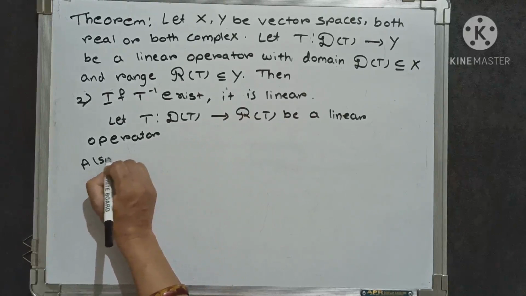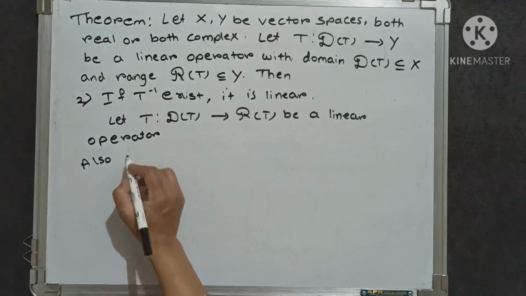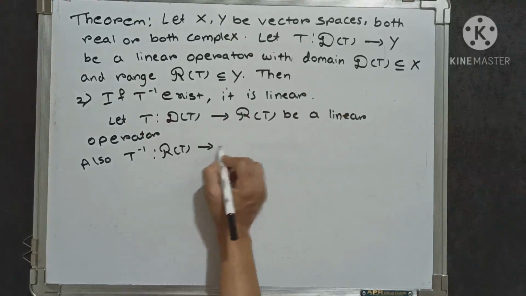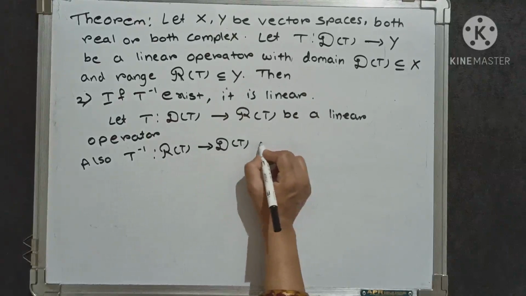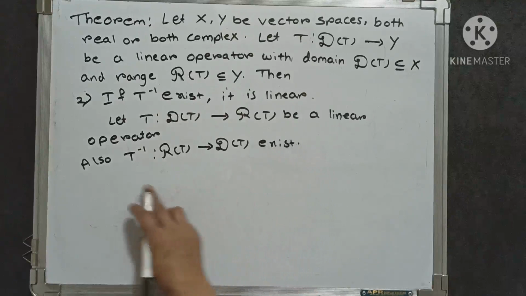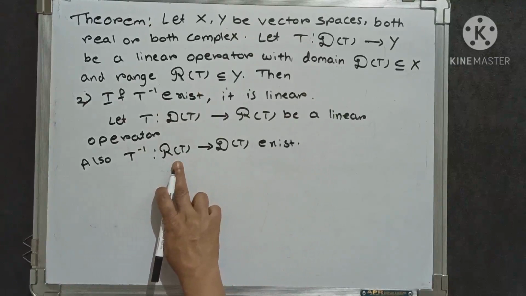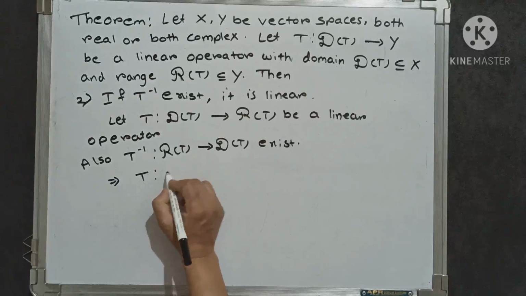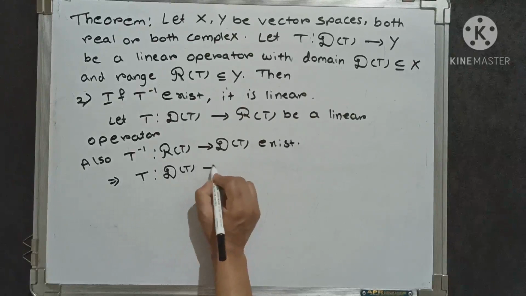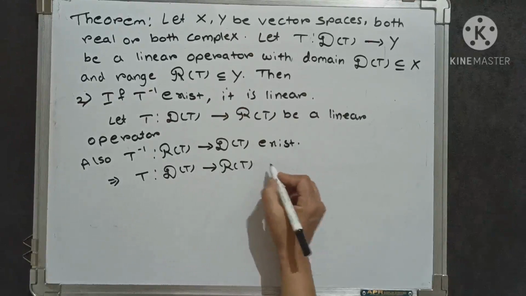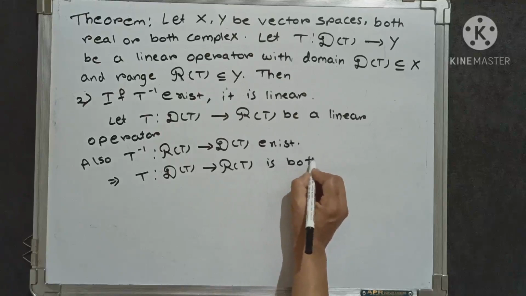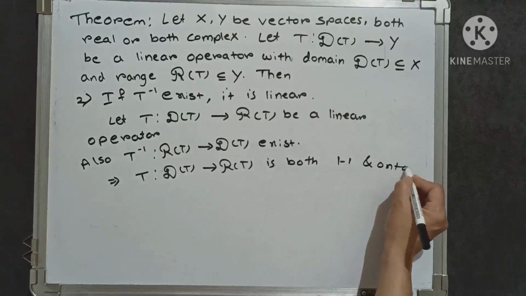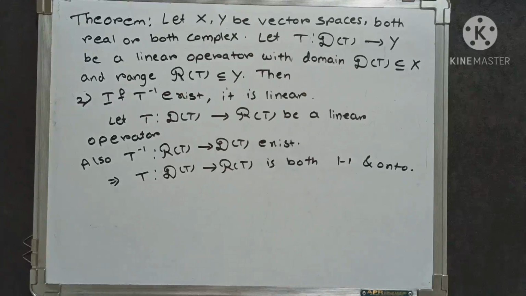Also, the given condition is that T inverse exists. Also, T inverse, which is from the range script R of T to script D of T, exists. As T inverse, from script R of T to script D of T, exists, it implies that the linear operator T, which is from script D of T to script R of T, is both 1-1 and onto.